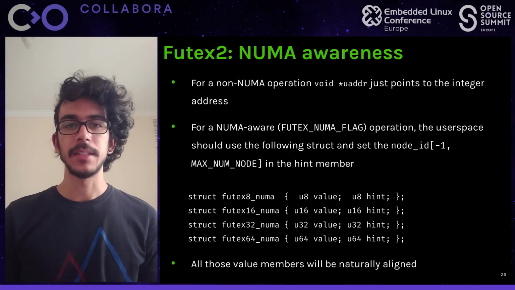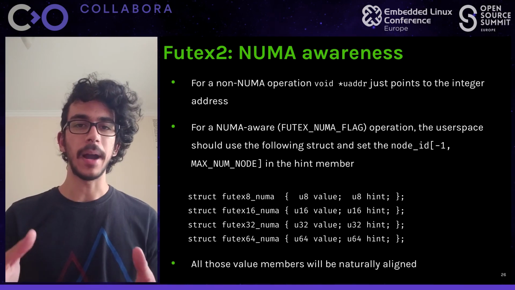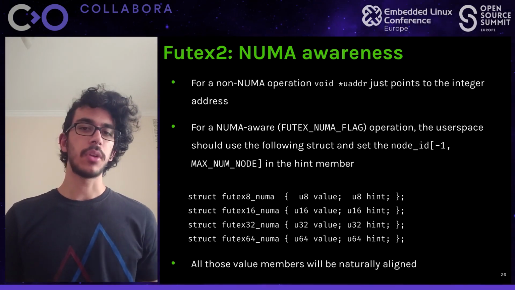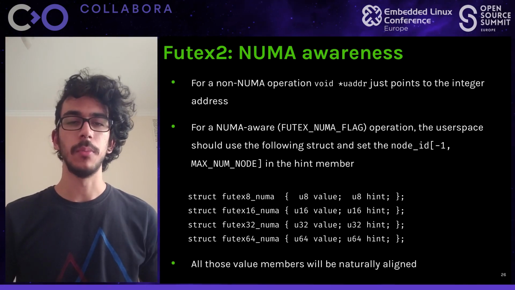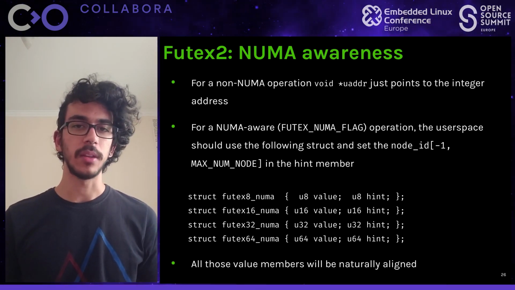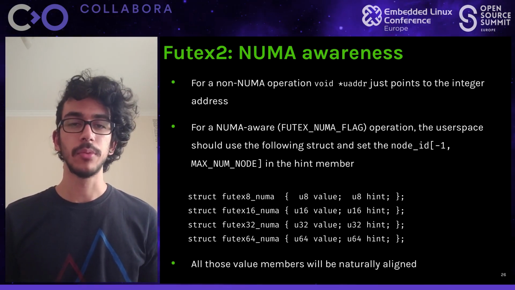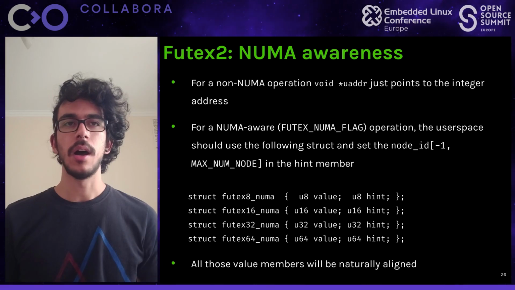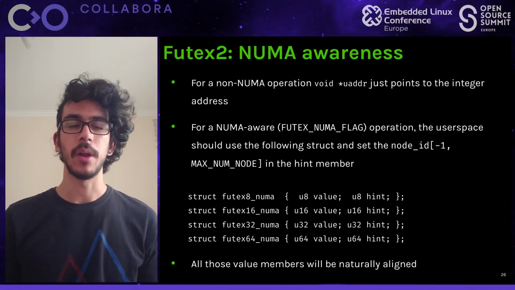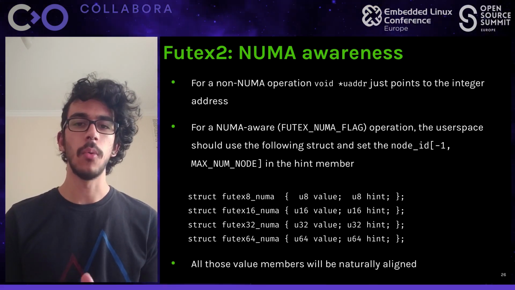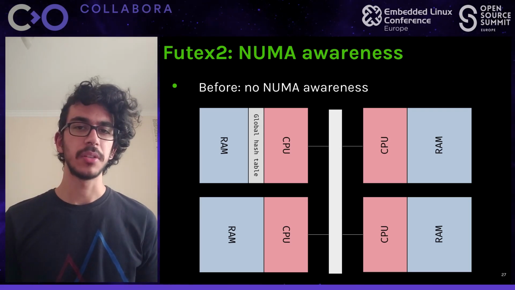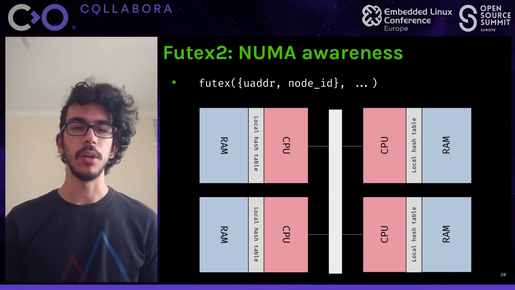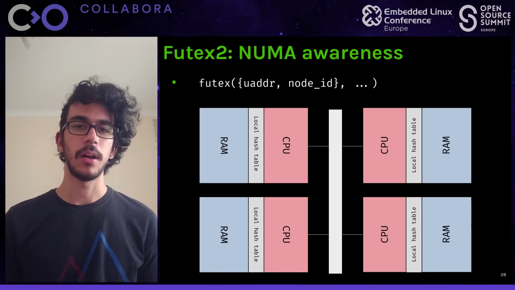On the NUMA flag semantics, this hint can be either -1, which means you want to operate on the current node where you are running, but you can also specify from 0 to the max number of NUMA nodes, the node where you want to operate, because maybe you want to share a Futex with another node, or maybe you were migrated. This is how we specify on which node you want to operate. Also, all those members will be naturally aligned. Before we used to have a single global hash table, but now we will have local hash tables, 1 per socket. So this will solve the problem of memory locality for NUMA architectures.